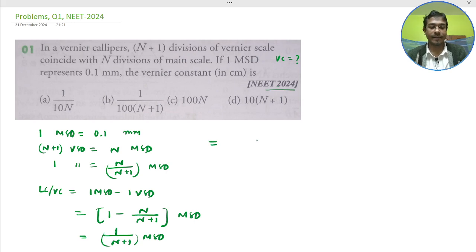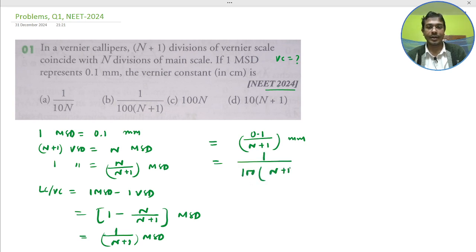So this is equal to 0.1 divided by n plus 1 millimeter. Just convert into centimeter: 1 by 100 into n plus 1 centimeter. So our answer would be B, in centimeter, 1 by 100 into n plus 1. Go ahead.